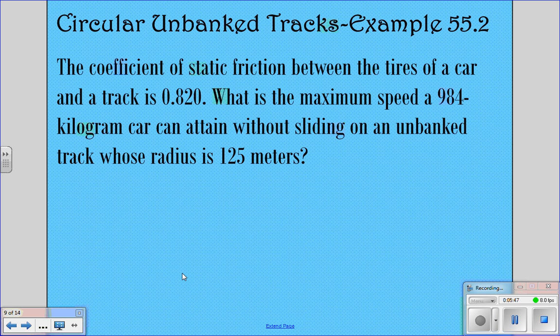Okay, looking at another example, the coefficient of static friction between the tires of a car and a track is 0.820. What is the maximum speed a 984 kilogram car can attain without sliding on an unbanked track whose radius is 125 meters?